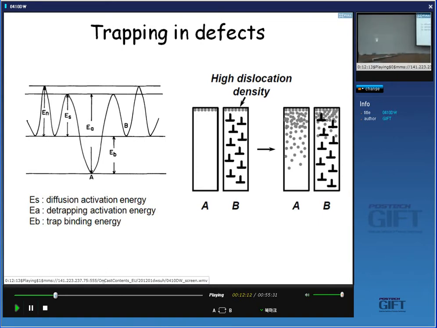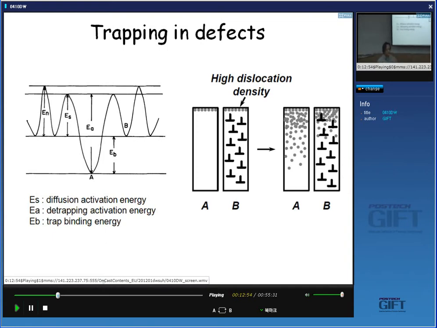In this case, much higher activation energy is required for hydrogen to diffuse out from that kind of defect. So we call this phenomenon trapping. Hydrogen is trapped into a defect. There are many kinds of trapping sites for the hydrogen inside of the material. And that is quite important when we consider phenomena such as delayed fracture.